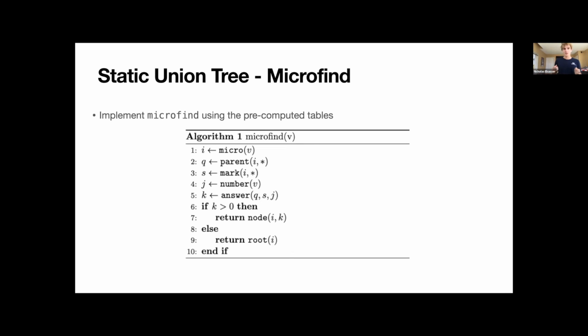So then we can implement the microfind, basically just doing each one of these lookups. And then once we get the k value out of the final answer table, we just return this index back into our element space using this node function that we defined earlier. And if we can't, then we would just return the root of the microset that we're currently in.